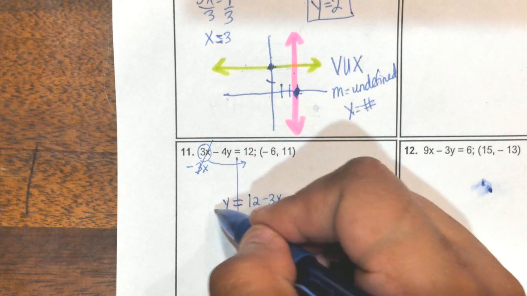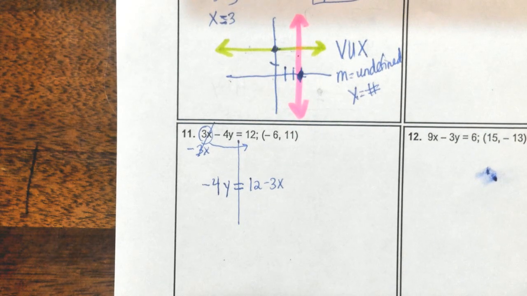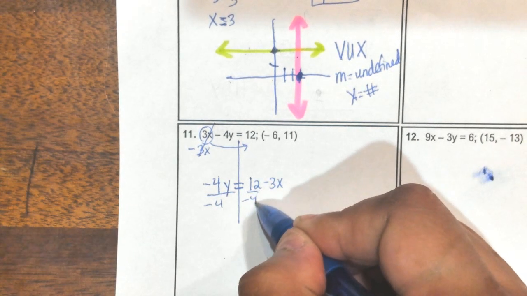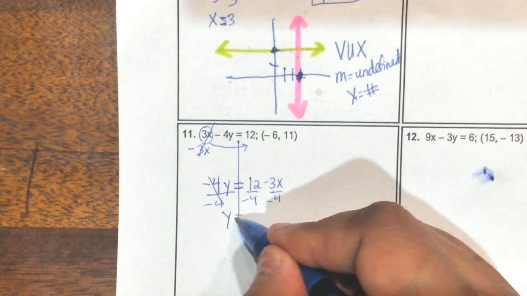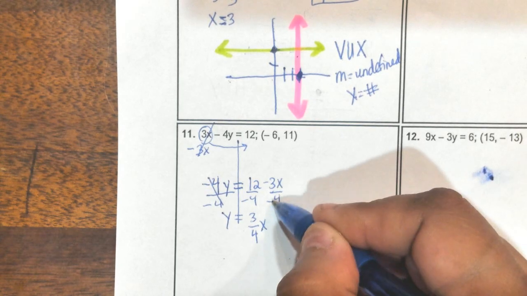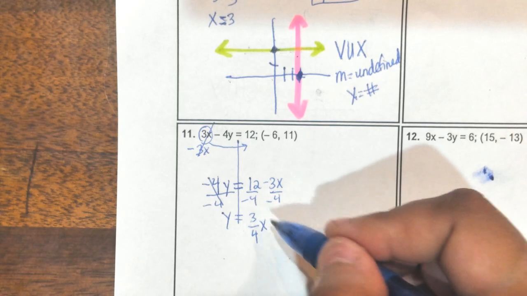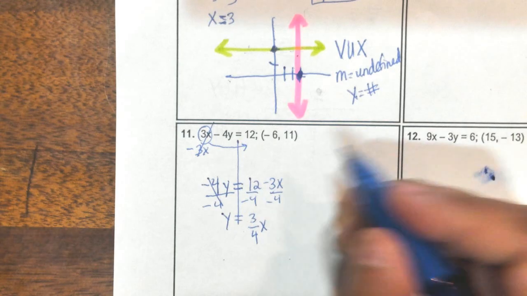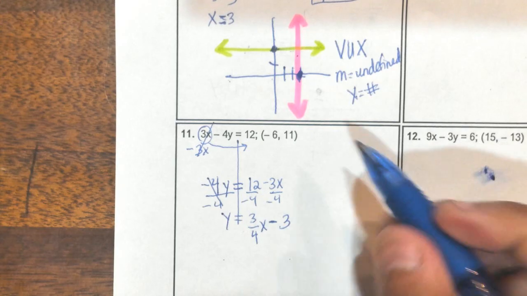Now, when I bring the negative 4y down, there we go. Now I need to get rid of that negative 4, so what do? I divide by negative 4, everything. Y is equal to positive 3/4 x, because negative divided by negative is a positive. 3/4 x, and 12 divided by 4 is 3, but it's divided by a negative 4, so that's going to be a negative 3. 12 divided by negative 4 is negative 3.